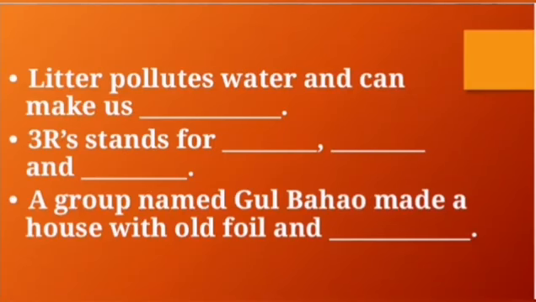Class, your fifth blank is litter pollutes water and can make us dash. Next blank is 3 R's stand for dash, dash and dash. This one is very easy. And the last blank is a group named Gulbahar made a house with old foil and dash. Hurry up, think about the answers.